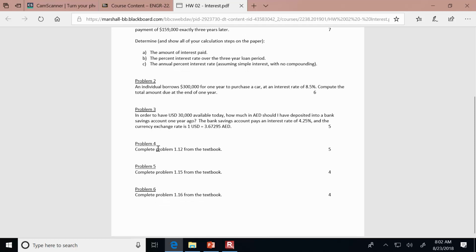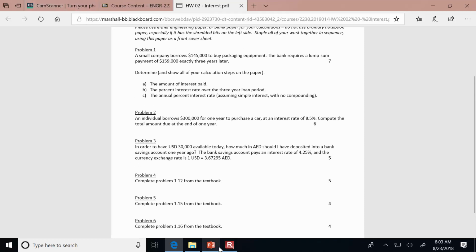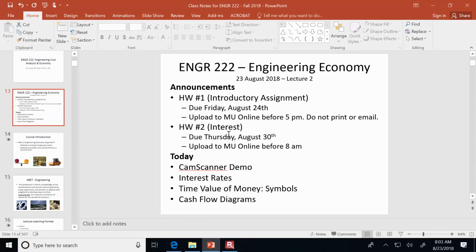Please remember that for these textbook problems, I know that there are PDF solutions out there on the internet, but you should never even consider accessing them. Do the problems on your own. It's considered cheating if you even look at the solution online, much less copy it. So this is the assignment. As the announcement slide says, that's due on Thursday the 30th before 8. Any questions about the homework assignments?